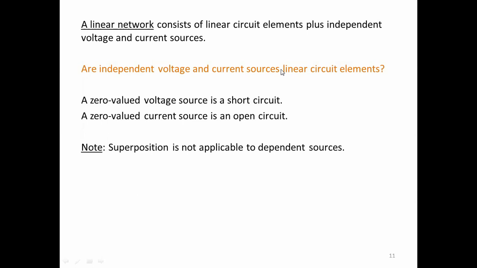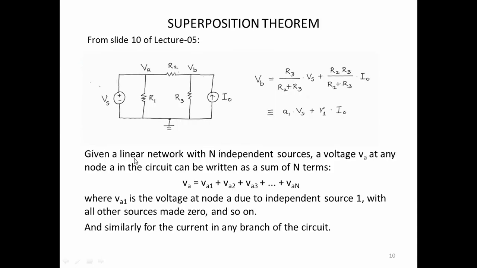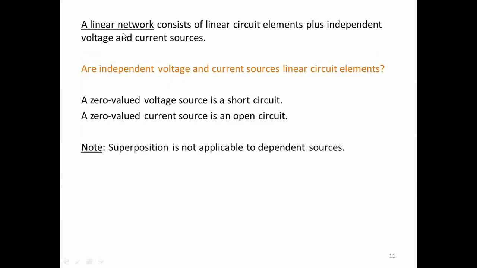What is a linear network? Here it says this is valid for a linear network. What is a linear network? A linear network consists of linear circuit elements, which we have defined in our lecture 2, plus independent voltage and current sources. Alright, a linear network can consist of linear circuit elements plus independent voltage and current sources.